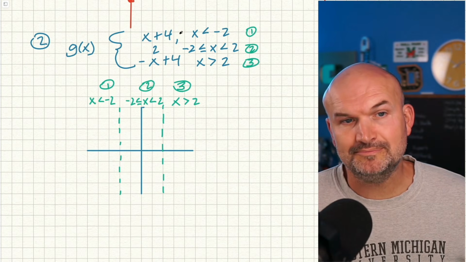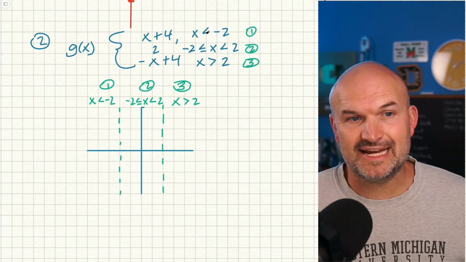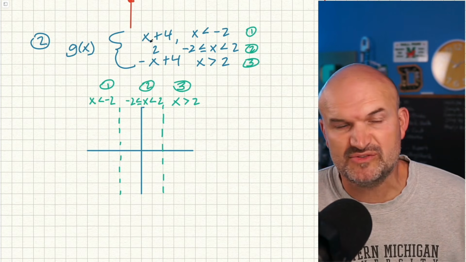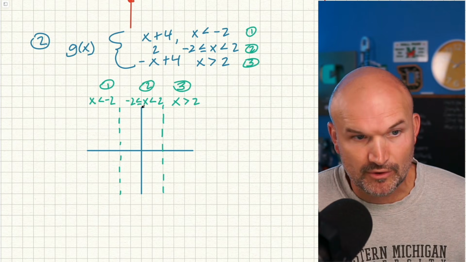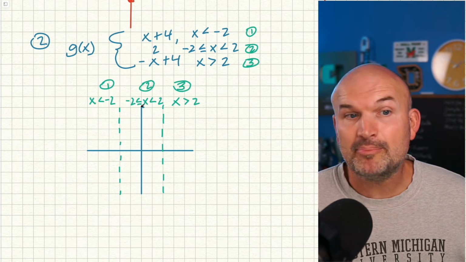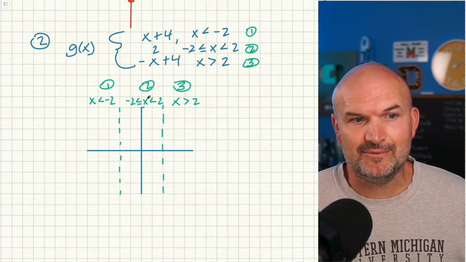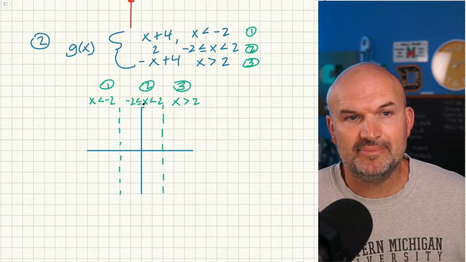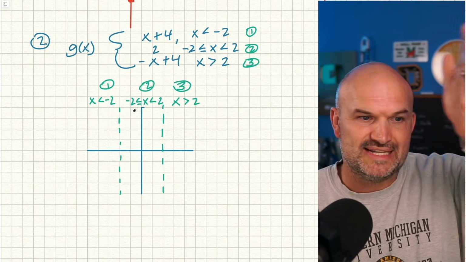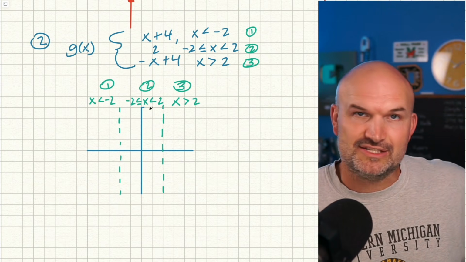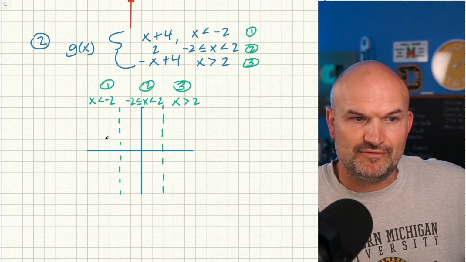So I'm going to do x plus 4, where x is less than negative 2. First I've got to graph x plus 4. So I'm going to go up to 4: 1, 2, 3, 4, way up here. I could go up and to the right, but remember, this is x is less than negative 2. So I need to go down and over in this direction because I need to fill out the graph that looks over here.